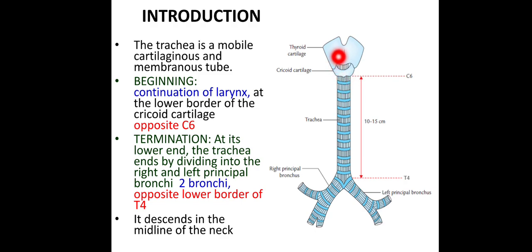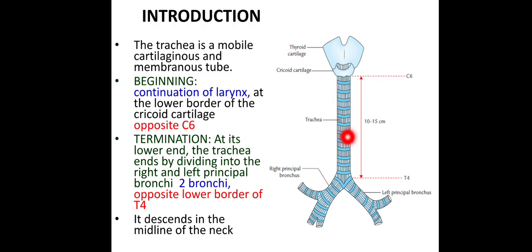It's a continuation of the larynx. You can see this is the larynx. It has thyroid cartilage and this is the cricoid cartilage. So this is the larynx. So it continues from the larynx at the lower border of cricoid cartilage, opposite the C6 cervical vertebra. So at the lower border of cricoid cartilage and at the level of C6 vertebra, it continues as the trachea.